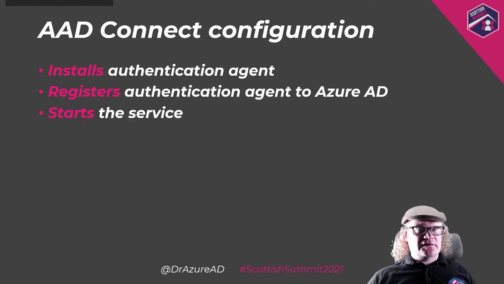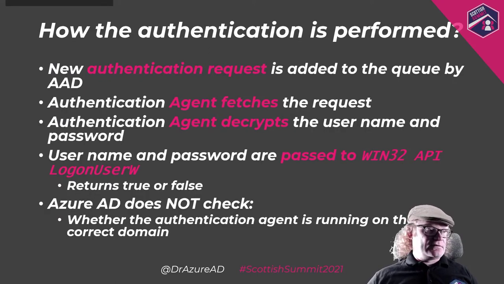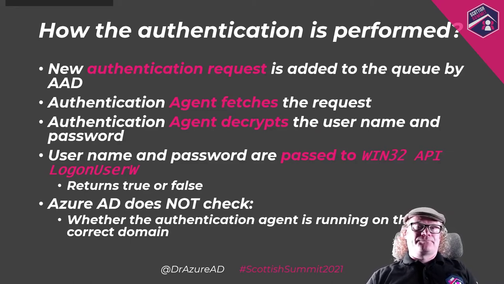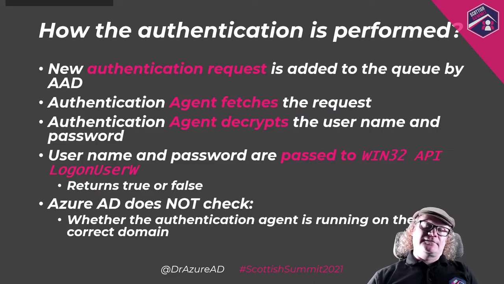But how does the actual authentication take place? Well, here's the answer for that. When the user goes to Azure AD, tries to log in, and enters username and password, then Azure AD recognizes that, hey, this organization is using password authentication. So instead of authenticating the credentials by itself, it sends those credentials in an encrypted authentication request to the queue. And then the authentication agent, there can be multiple of them, one of the agents will fetch that authentication request.